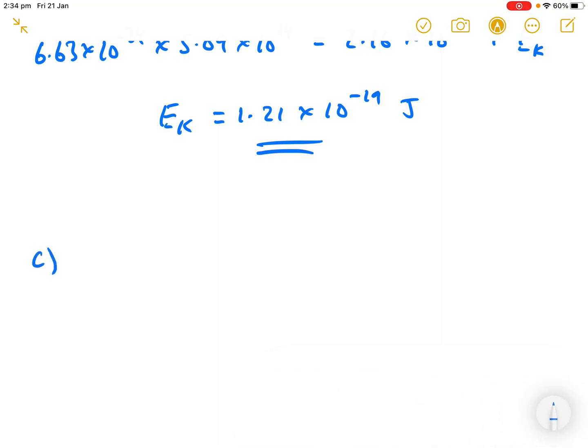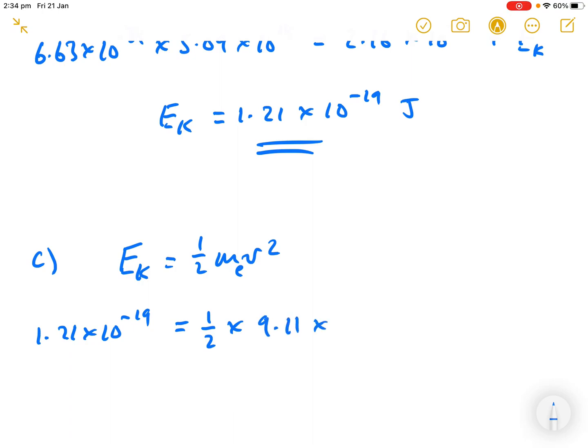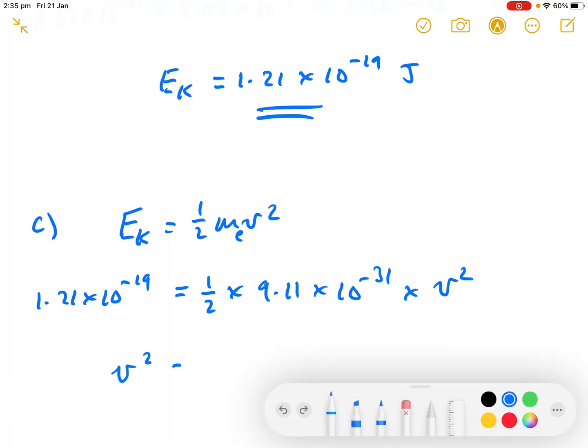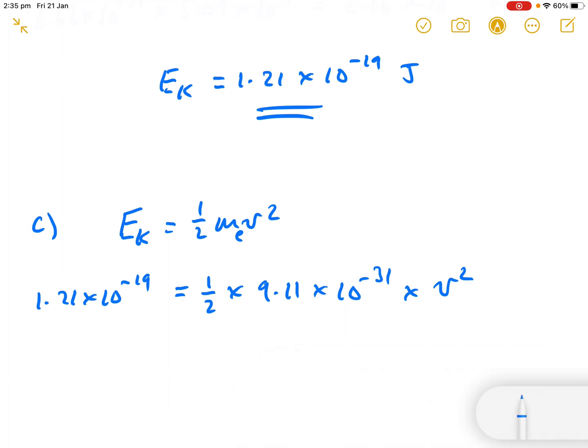Consequently, in part C, we're looking for the velocity. We now know the kinetic energy, as you know, EK is a half mv squared, where m is the mass of the electron. So 1.21 times 10 to the minus 19 equals a half times the mass of the electron, we'll get that in the data page, 9.11 times 10 to the minus 31, times v squared. So v squared, you can work out v squared actually, but don't round at that point. I would suggest you just keep that in the calculator until you get to v, and you'll get 5.15 times 10 to the 5 meters per second.